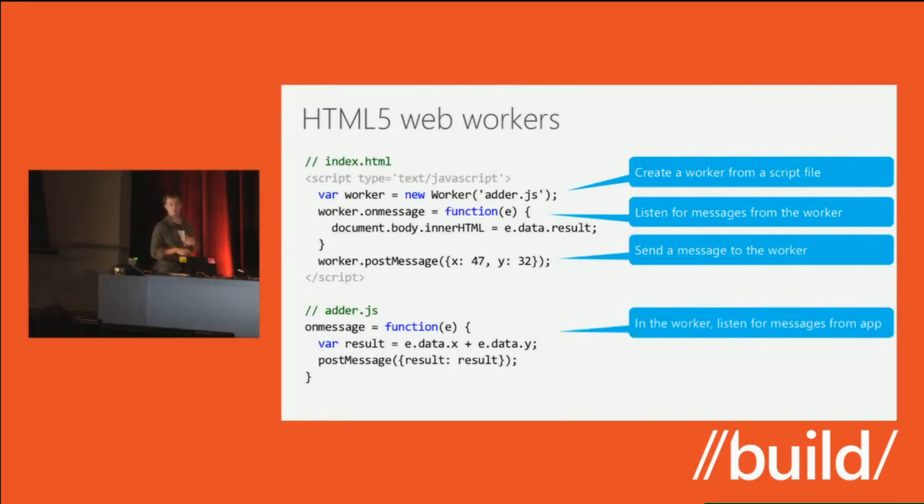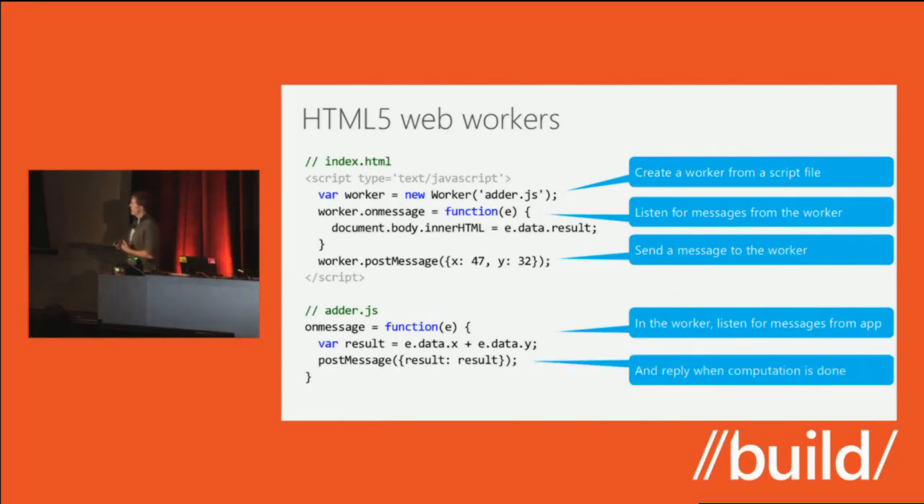And so then on the adder side, we have the same thing, but in reverse. We can hook up onMessage to be a function. So whenever the worker gets sent a message, it will run this code on that message. And then when it's done doing its work, it can post a message back and send a response back to the client. And so this is called message passing.